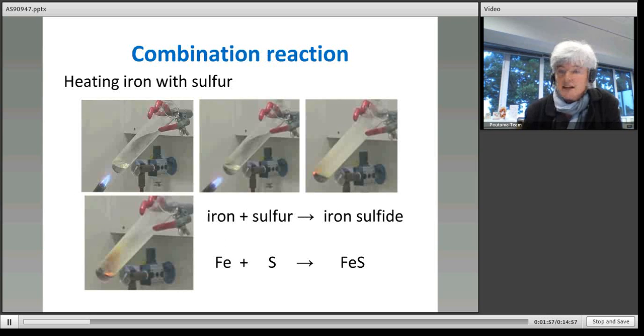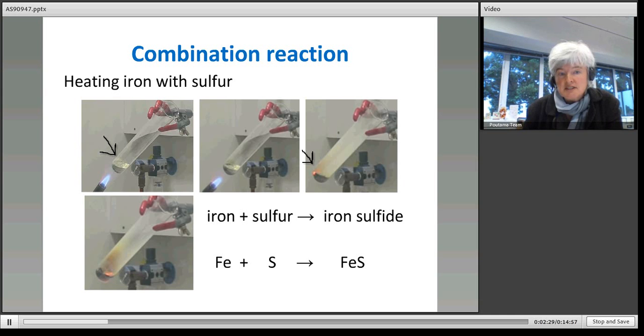So let's look at a combination reaction. Here's an example where you're heating iron with sulfur. If you can see, I'm just going to draw on here, you've got a yellow sulfur powder and the darker grey of the iron, and you will notice that as you heat it, it starts going more and more grey. You will also get it starting to glow.